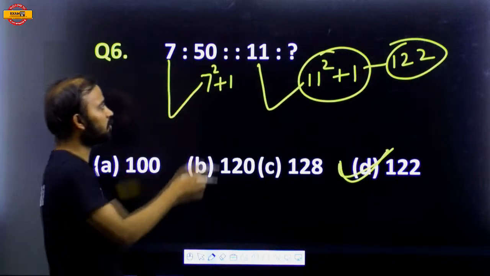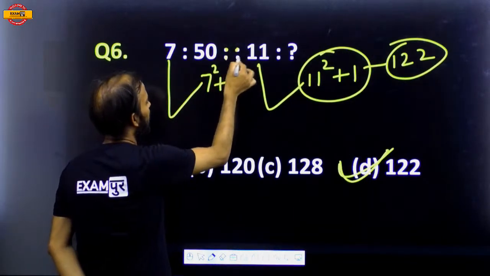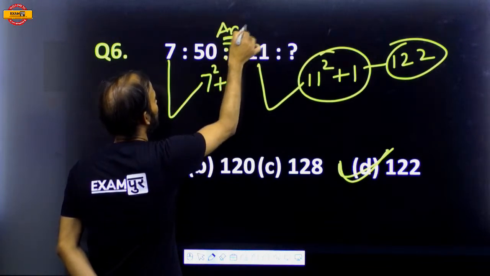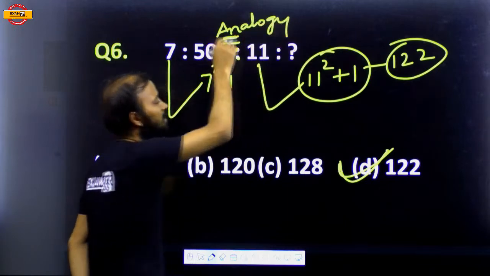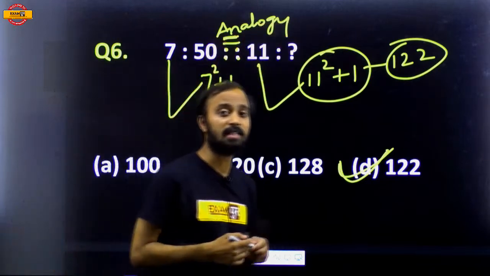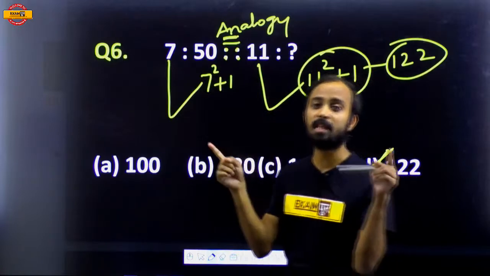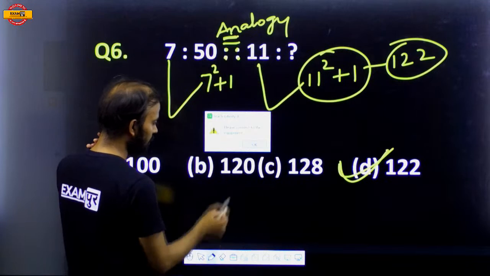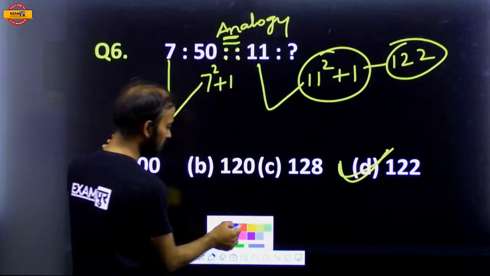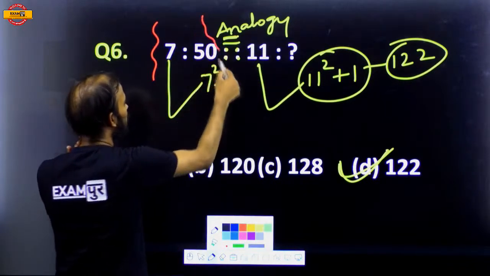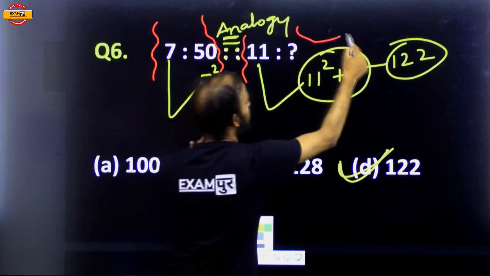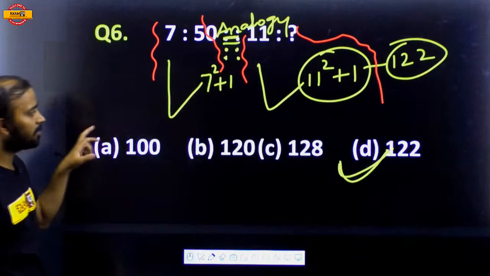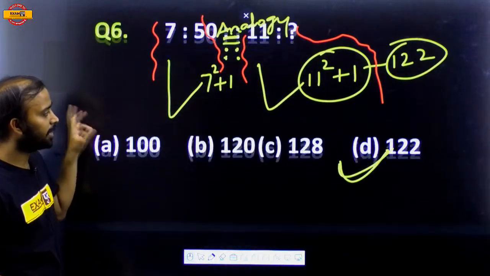Because 7 square plus 1, and this sign indicates analogy, means equals to. This is known as analogy and this is known as similarity, जिसको हम समानता बोलते हैं, सादृश्यता, समानता, बराबरी, दोनों में सेम रूल है. In the given question, जो रूल है वही इसी में रूल अप्लाई है, 11 square plus 1. Okay, so always remember the rule is the same. Clear? 122 will be the answer.